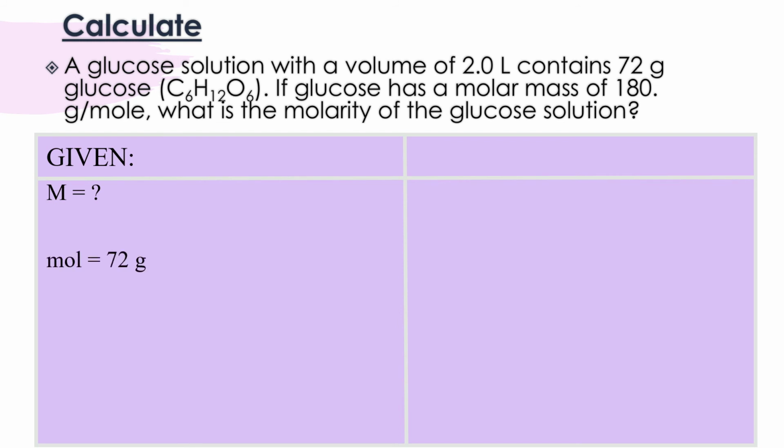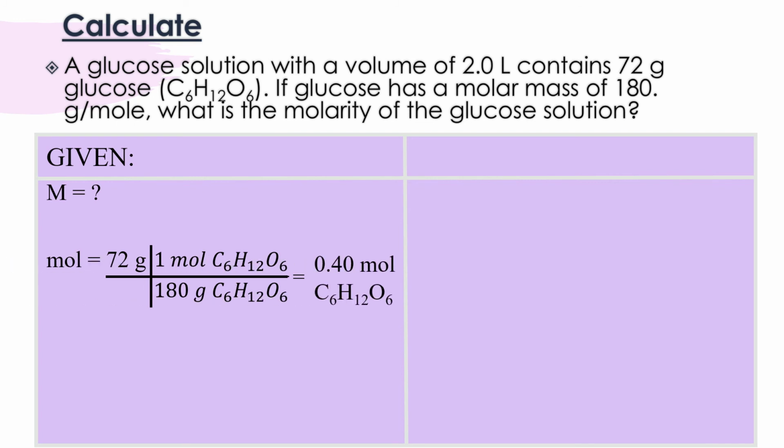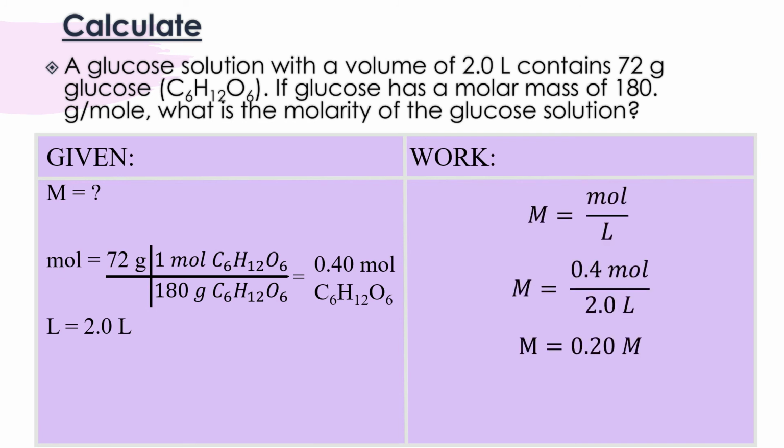We are given the mass, so we need to convert to moles by simply dividing the mass by the molar mass, or using dimensional analysis. So we have the railroad here, molar mass on the bottom, simply divide, and we get 0.40 moles. Again, we have our liters, 2 liters, equation isolated already, plug in, divide, and we have our answer. You may now pause to write down your work.